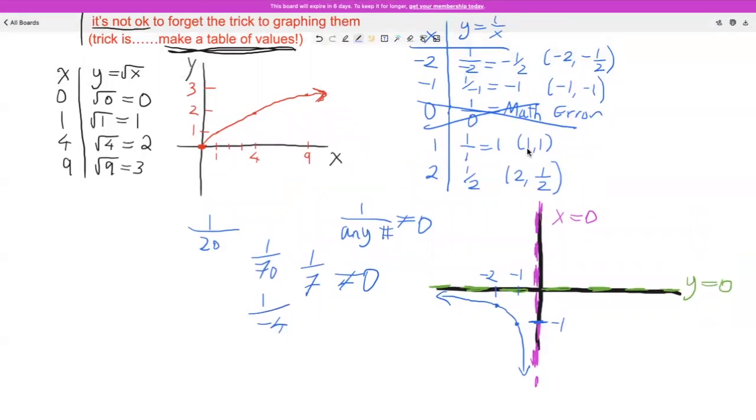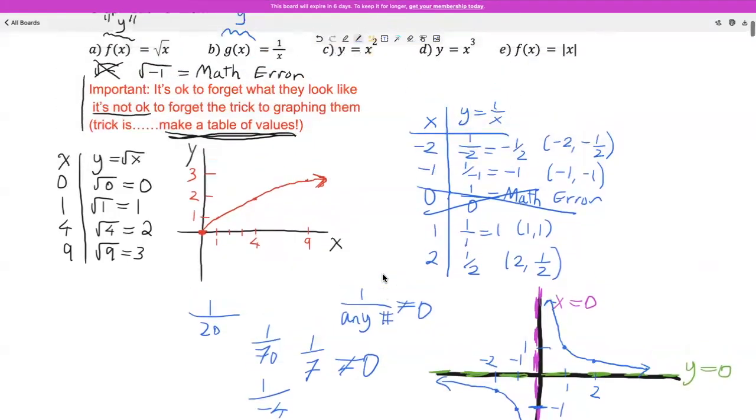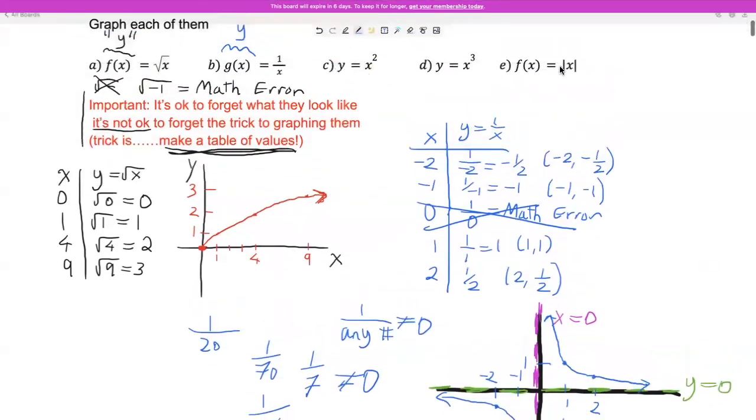Then I have 1, 1. So x is 1, y is 1. That's right here. X is 2 with y value of 1/2. Half of 1 is here. And again, I can't cross these asymptotes, so the graph just gets close to them, but never crosses them. So these are those two graphs. And in the next video, I'm going to look at the next couple of graphs so you can see what shape they have.